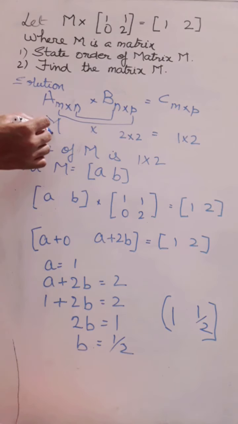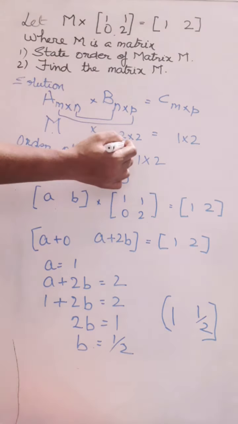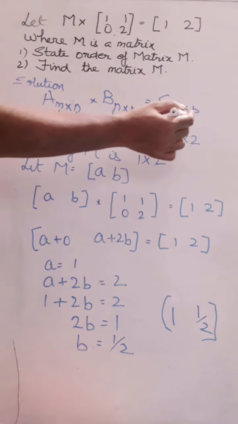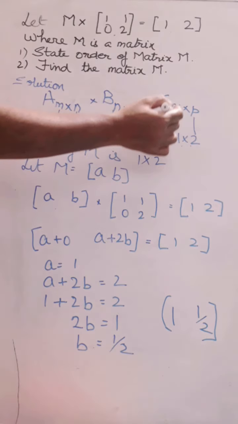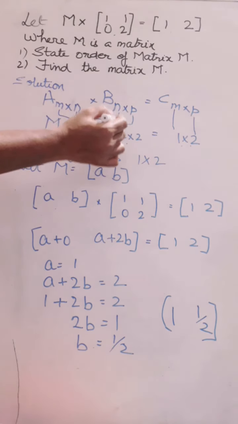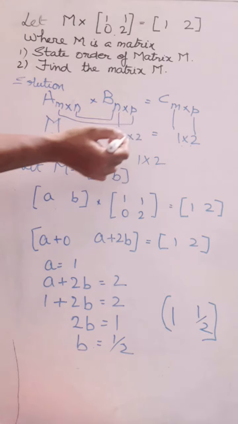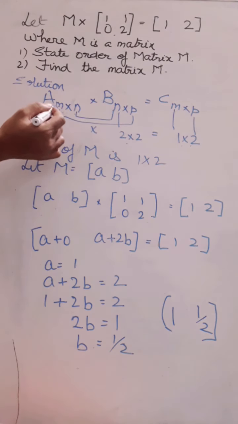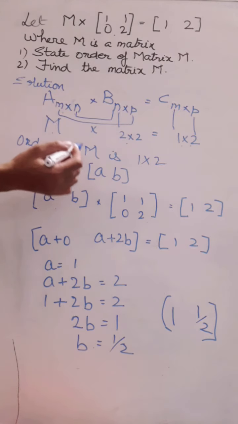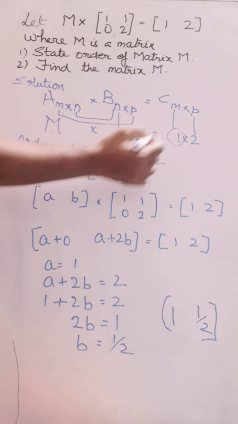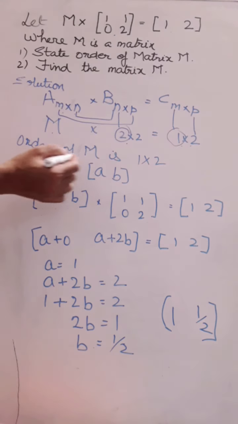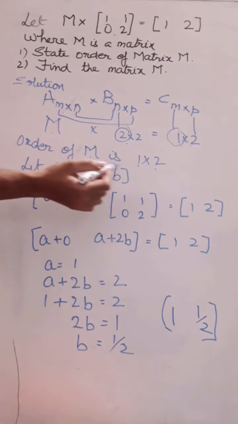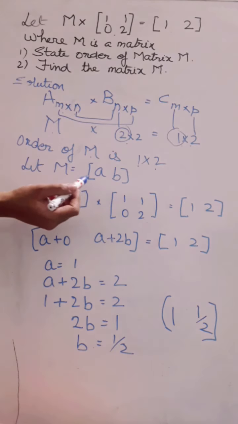Now here M is multiplied with a matrix of order 2 into 2 and we are getting as a result 1 into 2. So you can see here, if you compare, P is 2, M is 1, N is 2. Now the order of M, the first matrix, is M into N. So M is 1 and N is 2. So the order of M will be 1 into 2. If it is of order 1 into 2, I can take 1 row and 2 columns.